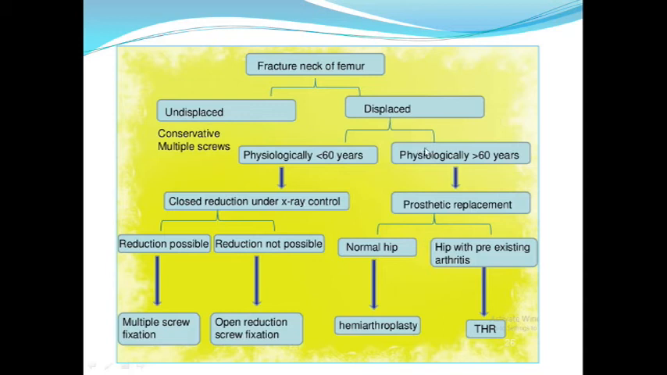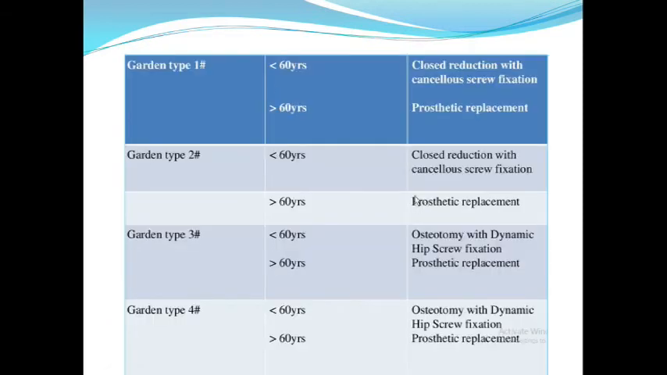Now when the age is greater than 60 years, we go for prosthetic replacement. When the hip is normal, we can go for hemiarthroplasty, but when the hip has pre-existing arthritis, we go for total hip replacement. So basically, when the age is less, we try to conserve the head, but when the age is greater, we better replace it. Okay, so this is type 1, Garden type 1.